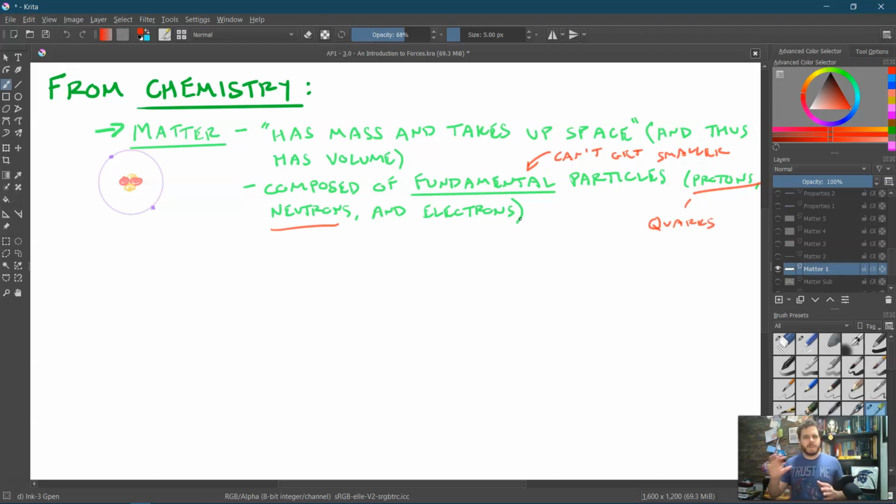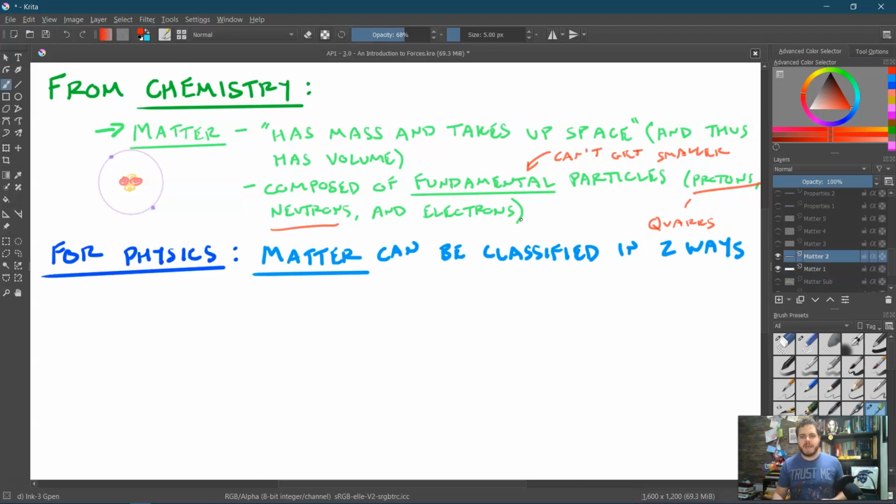But quarks, and we'll talk about those a little bit more later when we get to, for instance, the electric force. And that worked for chemistry, and it still works for physics, but in physics, we want to add a little bit of an extra layer here. And we want to say that we can define matter in two specific ways whenever we're dealing with it like in a problem or something like that.